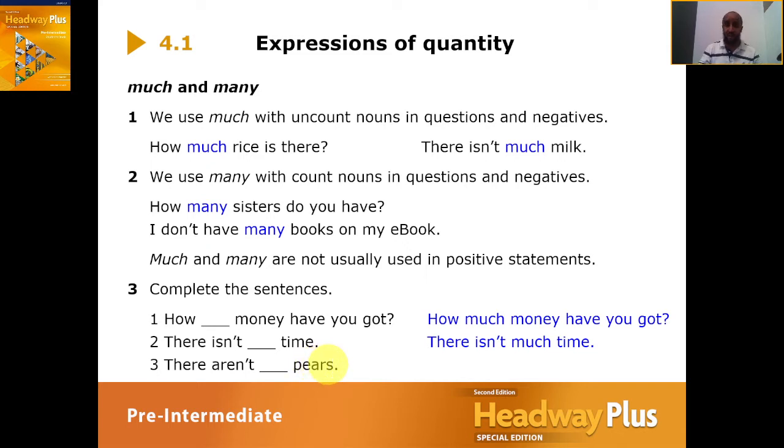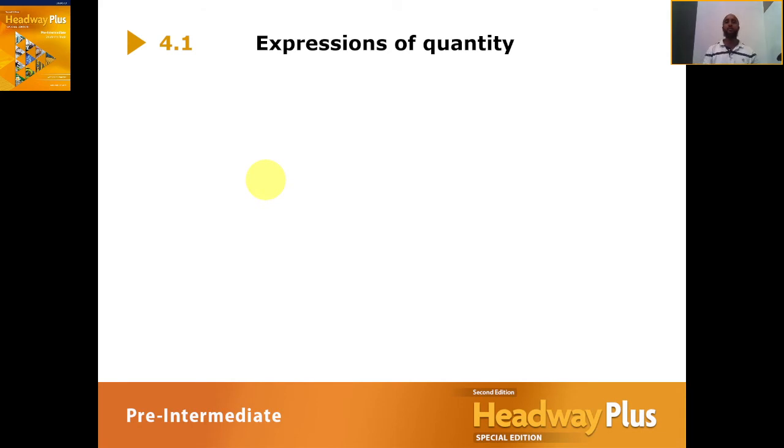If you noticed, by the way, pairs is showing an S. So this one is a countable noun. Okay, this is a countable noun. So here we use many. Okay, there aren't many pairs. Good, excellent. Let's move on to the next quantity words.